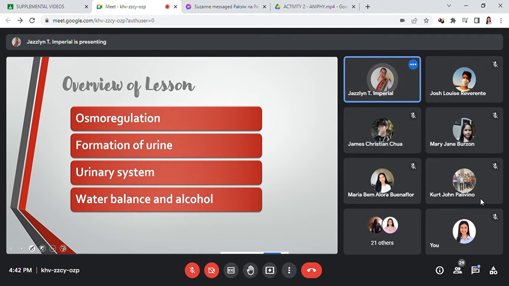And then we have, of course, the third, actually it's the fourth portion. We will be discussing the control of water balance. So how is alcohol involved? How does the consumption of alcohol disrupt the urinary system's ability to regulate proper water balance in the body?